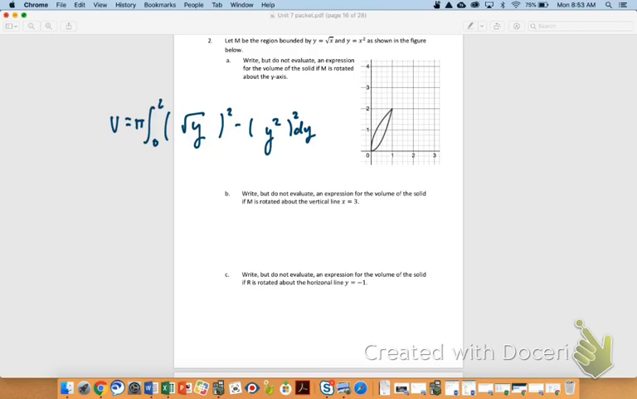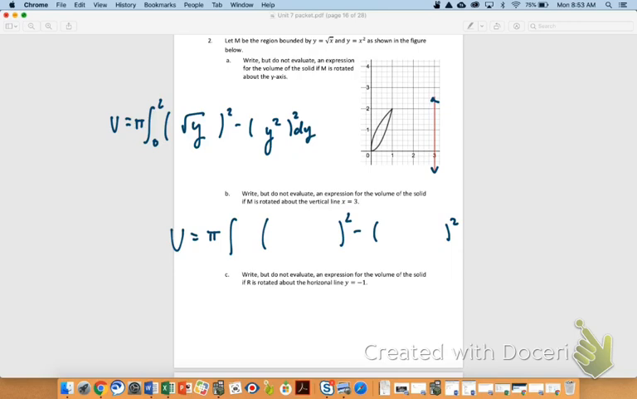Okay, so then B, we're now taking this and revolving this around the vertical line x equals 3, which is over here. So first order of business, will this shape be a solid, or have a hole, or be a bowl? Giant hole in the middle, right? Okay. So it's definitely washer method. So I'll go volume equals pi integral big R squared minus little r squared dx or dy.